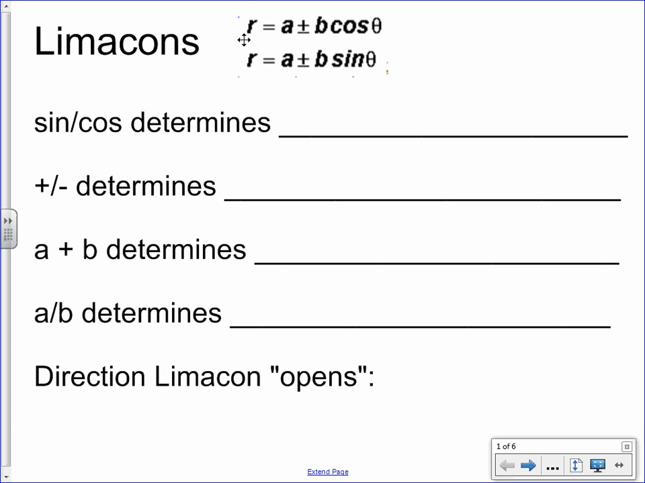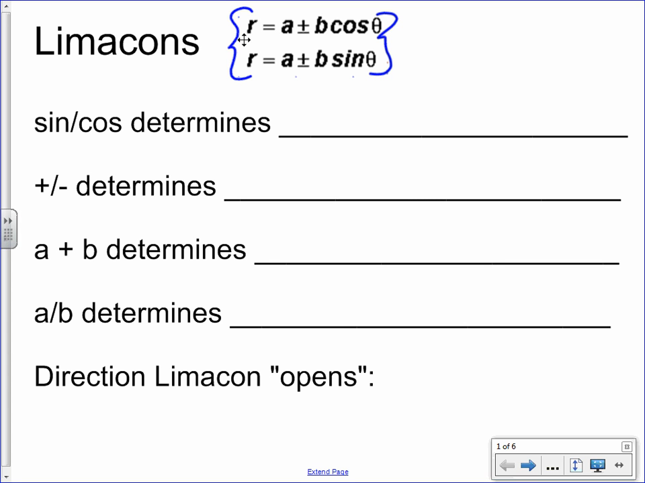So the first thing, when you see r equals a plus or minus b cosine theta, or r equals a plus or minus b sine theta, where a and b are some sort of, we're going to see integers. Okay, they could be any number, but we're going to see integers. Then we have a limacon. Okay, they were weird shapes, weren't they? They looked circle-ish, but they weren't really circles, were they?